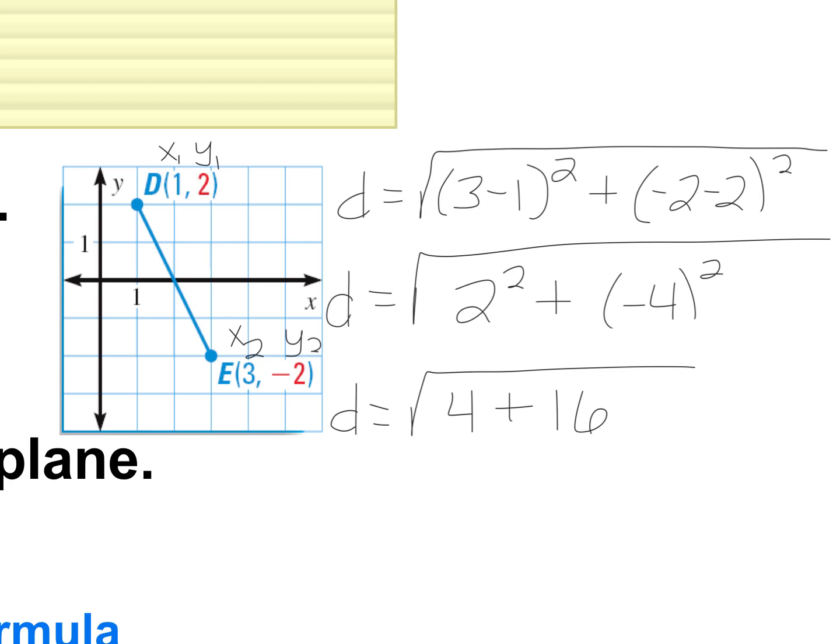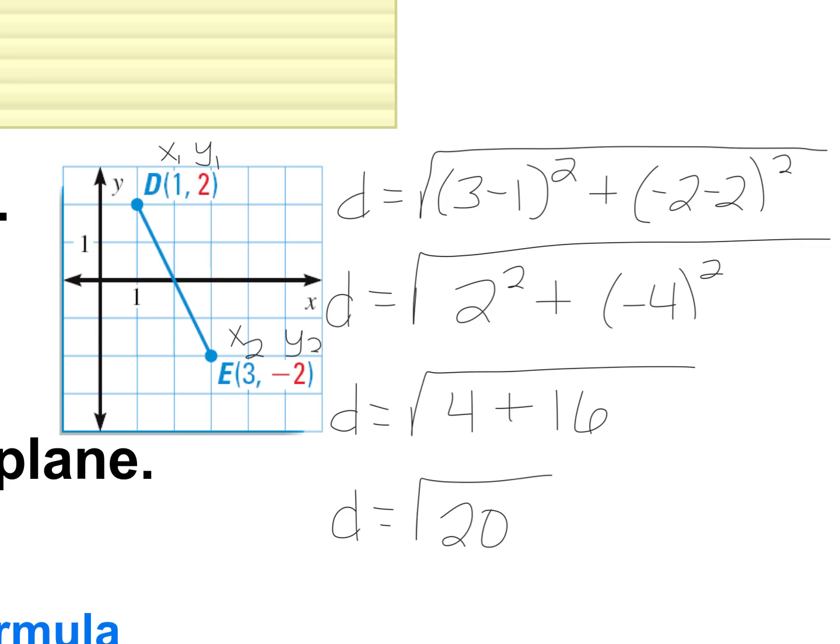Why is that? Negative times a negative gives you a positive. Okay. Last step. 4 plus 16. 20. Is there such thing as square root of 20? No. So what do we do with our answer? Just leave it. Yep, keep it. So it's all just step by step of the order of operations.